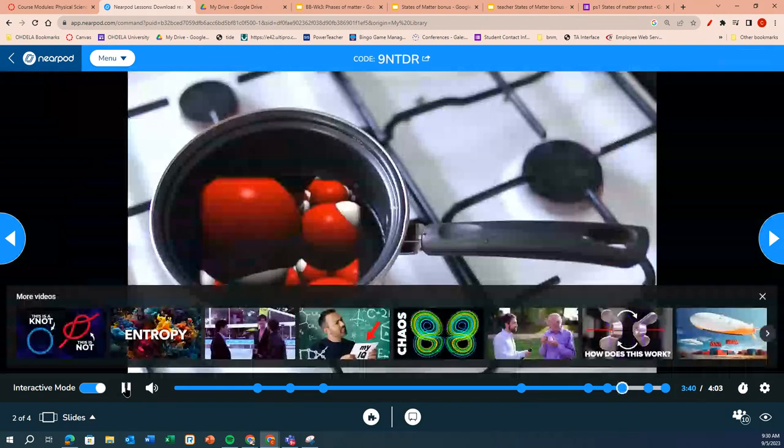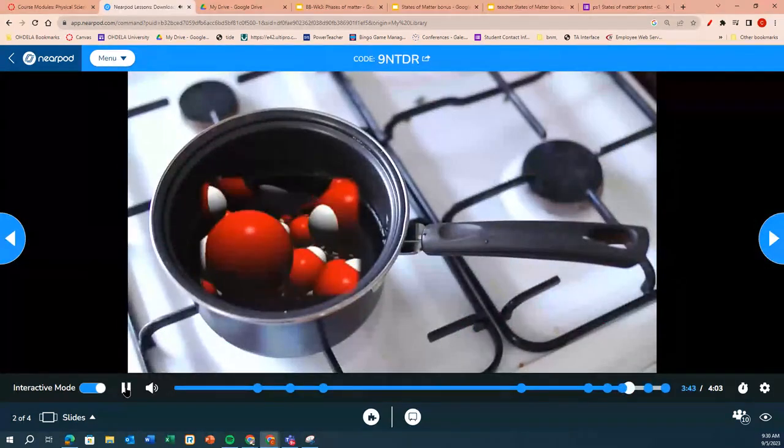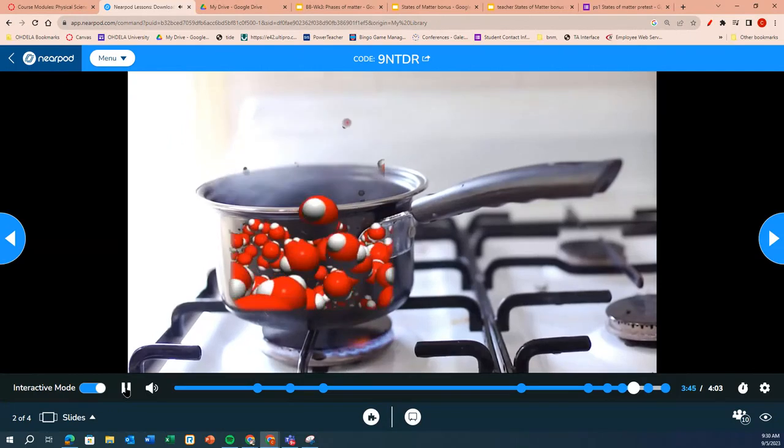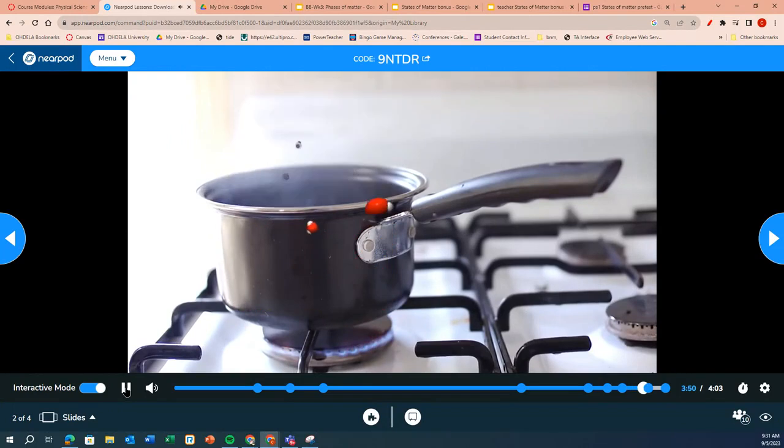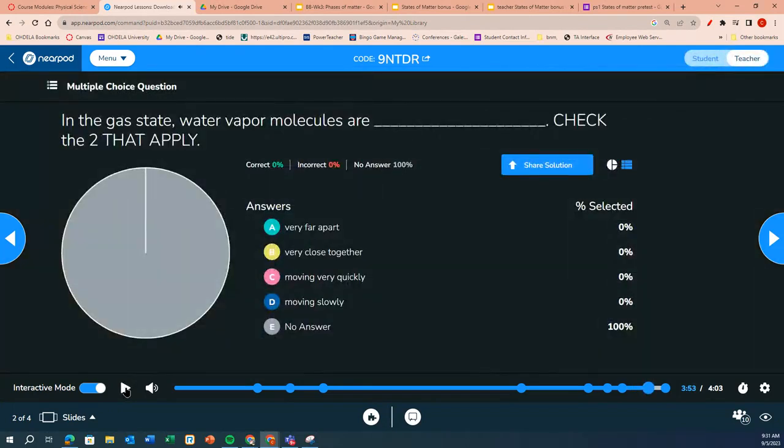Past each other. And this is what allows the substance to flow. At even higher temperatures, the water molecules become free of that liquid and turn into water vapor. In that state, they are very, very far apart and moving very quickly. So in the gas state, water vapor molecules are very far apart, moving very quickly. So A is correct and C is correct: very far apart and moving very quickly.